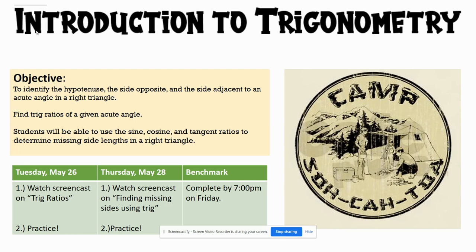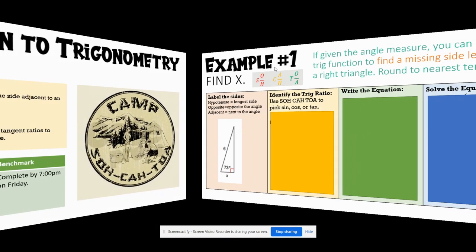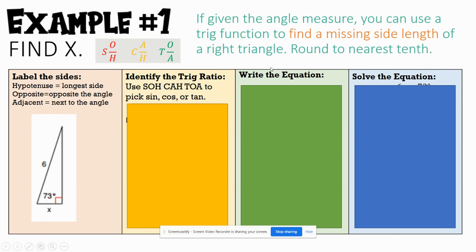Today, we're going to take a look at how you can use trigonometry to find missing side lengths in right triangles. So we're going to take a look at one case today, and then we're going to continue practicing this next week. All right, so number one, if given the angle measure, you can use a trig function to find a missing side length of a right triangle. We're going to do exactly that, and we want to round to the nearest tenth.